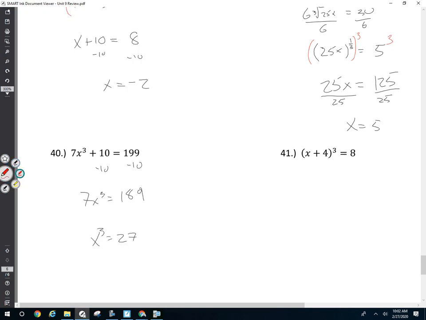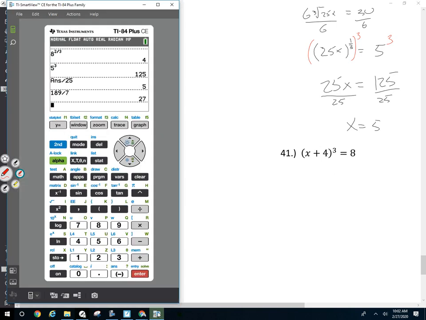What do I do? I could literally just think. What number times itself 3 times gives me 27? 3. Maybe you don't know that. Maybe you're not thinking. Take both sides to the 1/3 power. I don't know what 27 to 1/3 is. Yes, you do. You have a calculator. Use it.